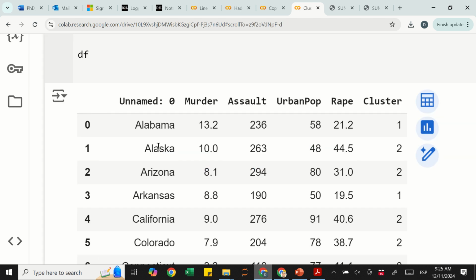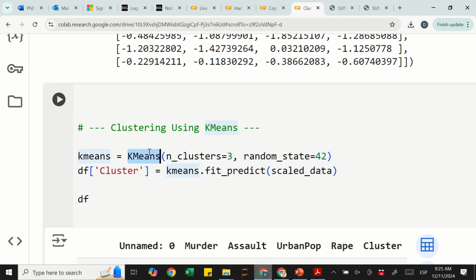So this is the method from scikit-learn, k-means. The most important parameter is the number of clusters, n_clusters. Here I'm using 3, but you can test multiple values: 2, 3, 4, 5. Now, it doesn't make sense to have a lot of clusters.